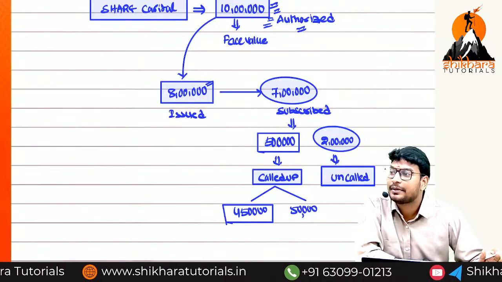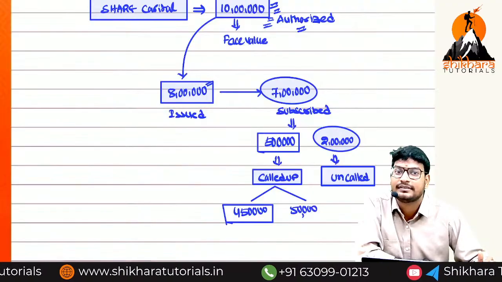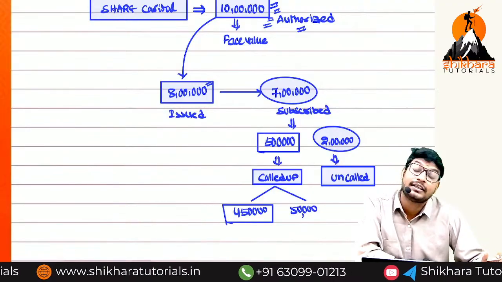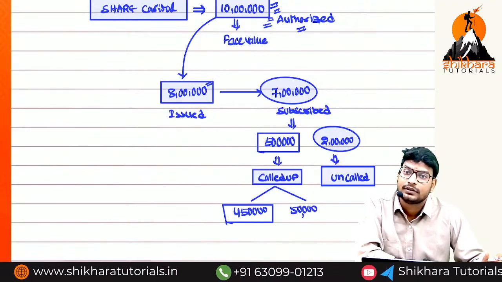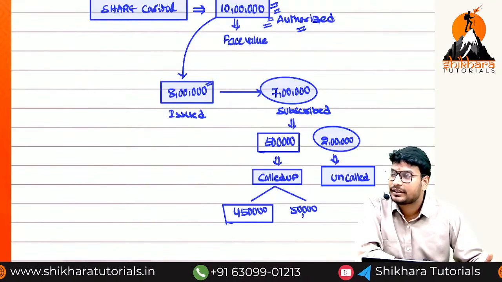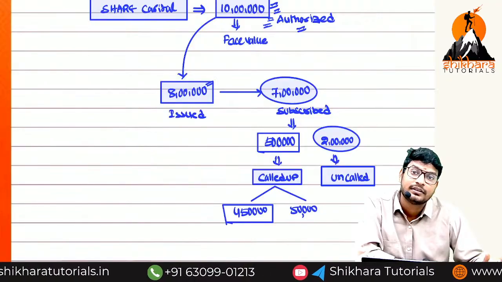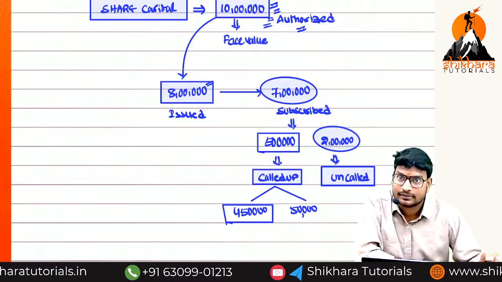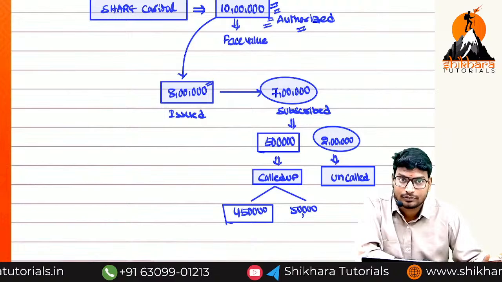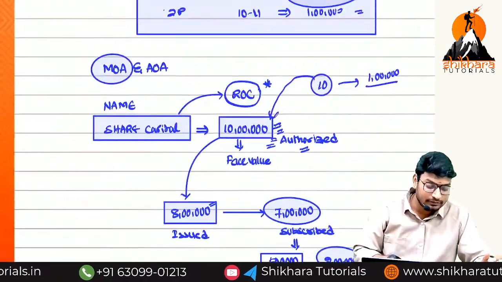What is the meaning of types of shares? Preference shares and equity shares. What are the types of preference shares? Participative, non-participative, cumulative, non-cumulative. What are the types of equity shares? Issued for cash, not issued for cash. So those are the items we have seen. What is the two days' discussion?